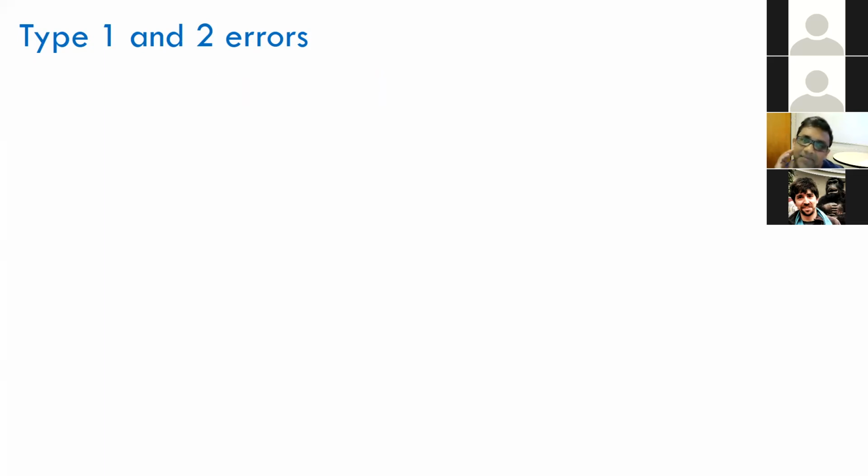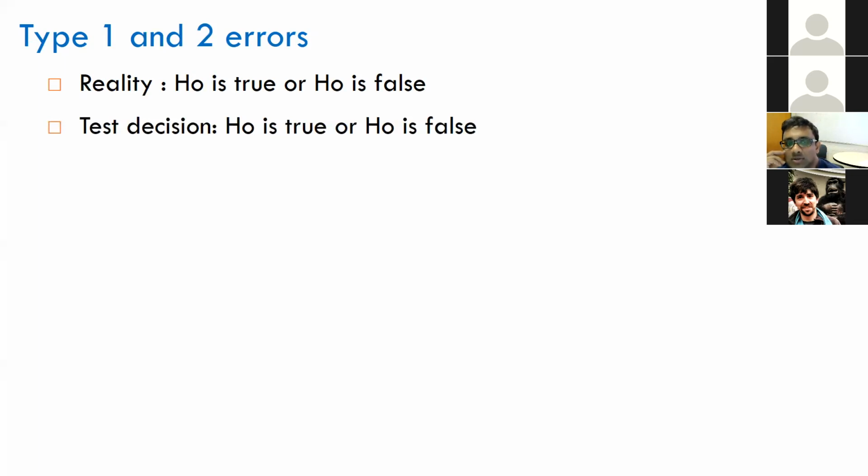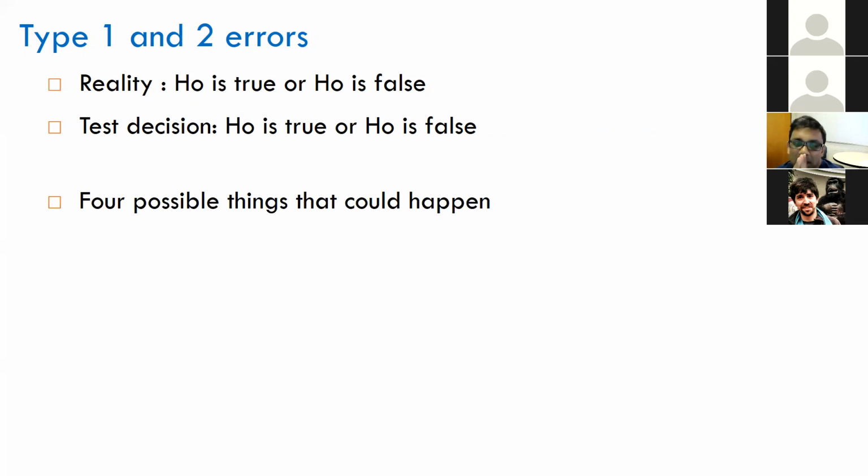Let me explain these two. It's a bit technical, but please bear with me. You might need this for your experiment. In reality, H0, which is your null hypothesis, is either true or false. I'm just trying to explain in the shortest terms. Based on that reality, you make a decision, true or false. So you can make 4 possible outcomes from this.